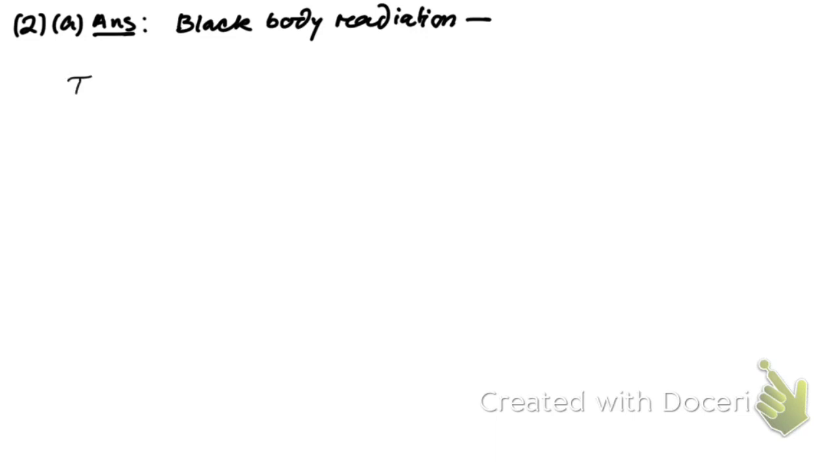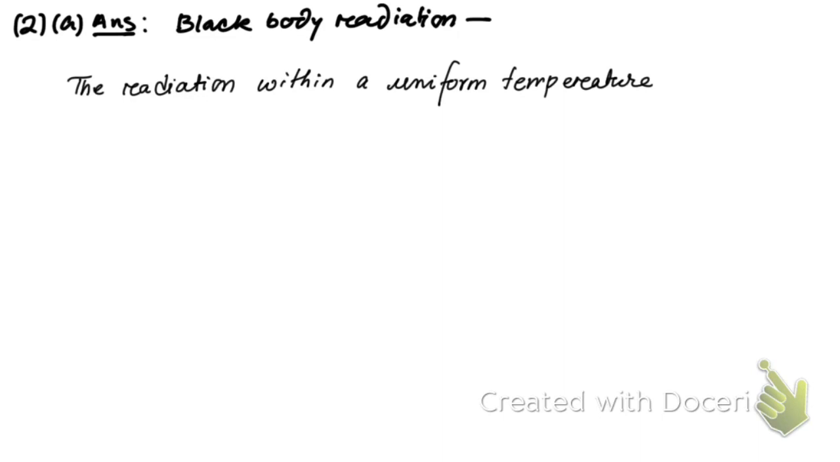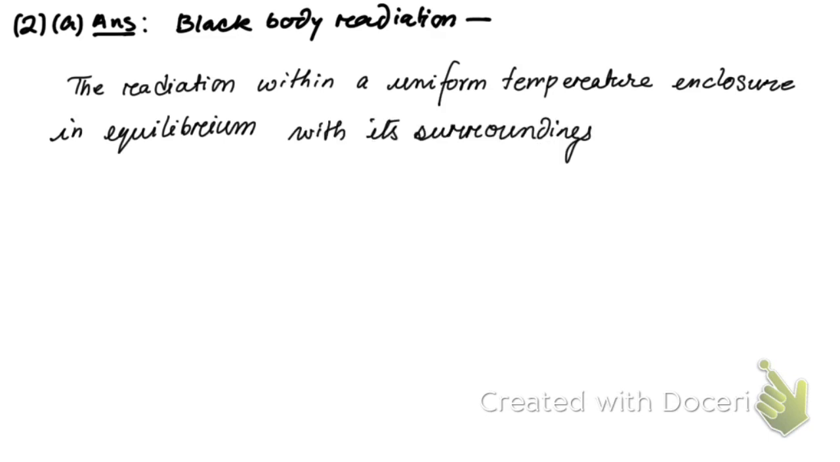The radiation within a uniform temperature enclosure in equilibrium with its surroundings is called blackbody radiation. So this is the definition. Now we are to see Planck's quantum theory. Let me take another slide for this theory. So next is Planck's quantum theory.